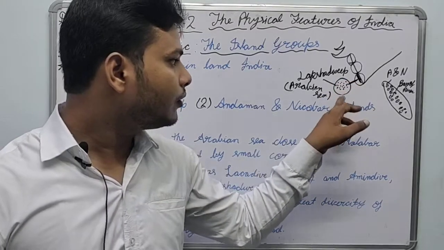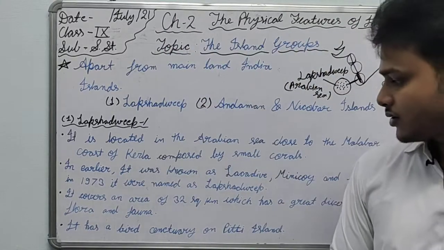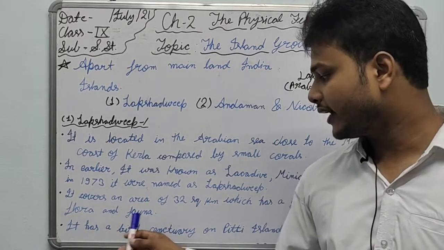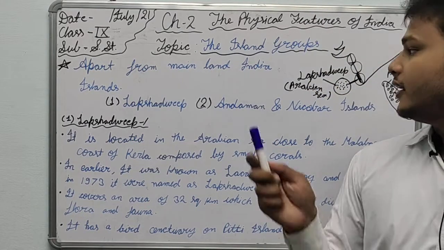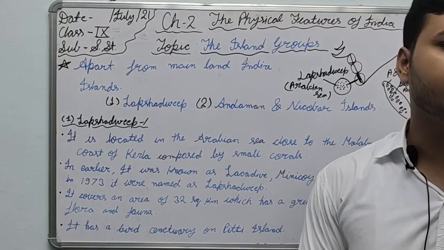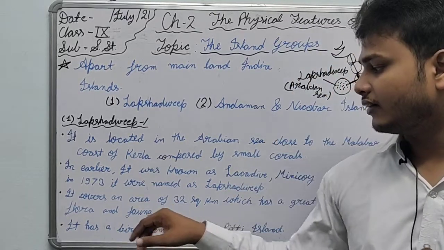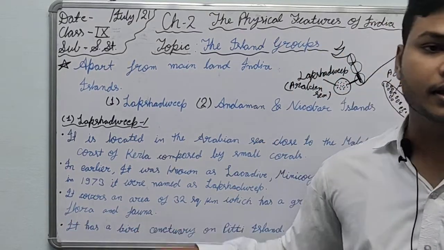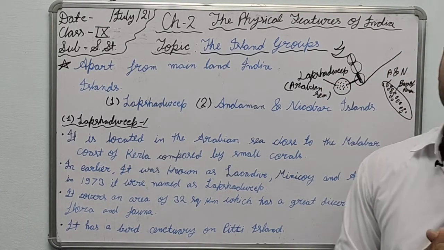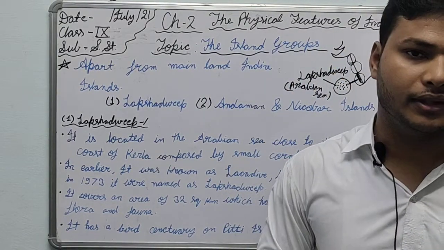That means the area of all these island groups together is approximately 32 square kilometers, which has a great diversity of flora and fauna. So what is the meaning of diversity, flora and fauna? Diversity means different types of flora and fauna. Flora means the plants, fauna means the animals. So we can say in this island group Lakshadweep there are so many varieties of plants and so many varieties of small or big animals.